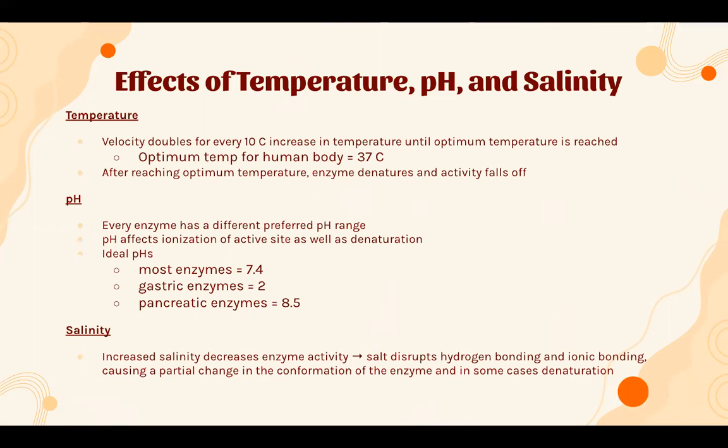As for pH, every enzyme has a different preferred pH range, and this is because pH affects the ionization of the active site as well as denaturation of the enzyme. Some ideal pHs you should know: most enzymes like to work at 7.4 pH, whereas gastric enzymes that work in the stomach like to work in more acidic conditions, obviously. Pancreatic enzymes have an ideal pH of 8.5.